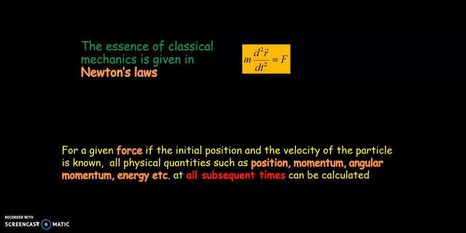The main essence of classical mechanics is given in Newton's law, which is force equals mass into acceleration. That is, for a given force, if the initial position and the velocity of the particle are known, all physical quantities such as position, momentum, angular momentum, energy, etc. at all subsequent times can be calculated. This happens only for particles that can occupy a definite space.